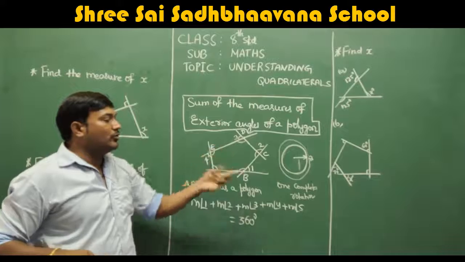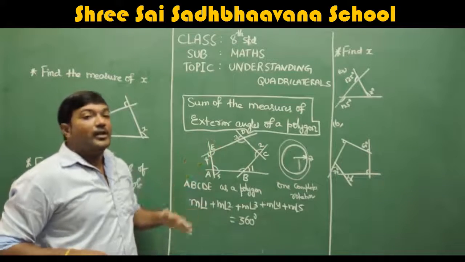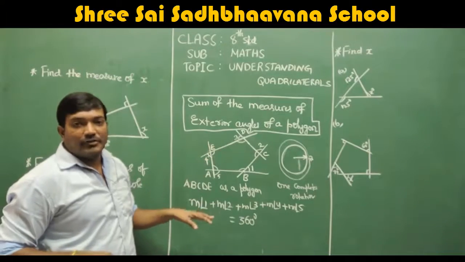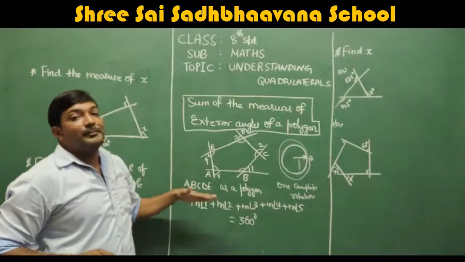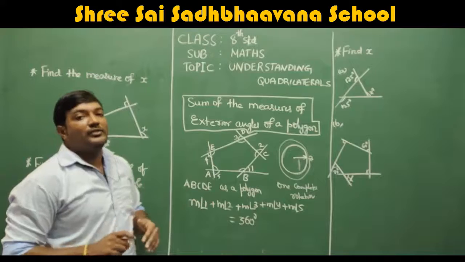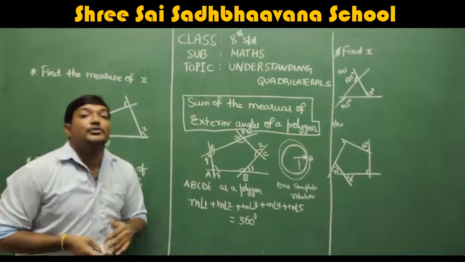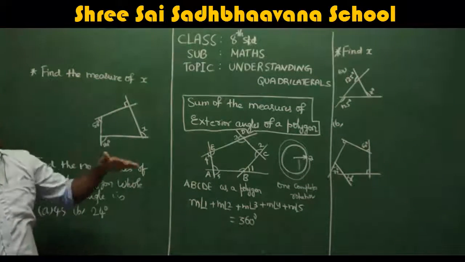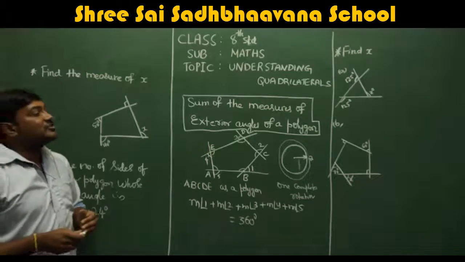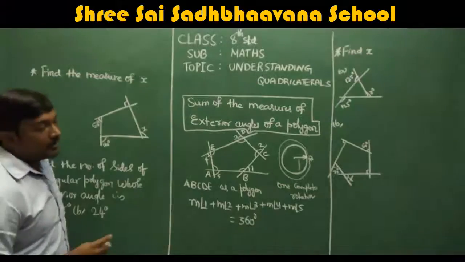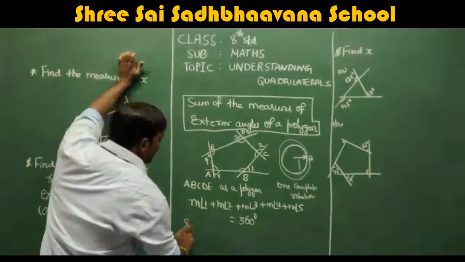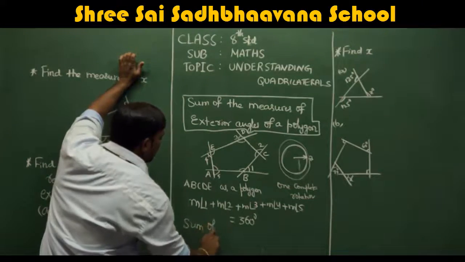What is angle 1? We don't know. What is angle 2? We don't know. Angle 3, angle 4, and angle 5 we don't know. But we know one thing: the total measure of all the angles, if you add all the angles, you should get 360. That is, the sum of the exterior angles of the polygon is 360. This is a main important property you have to remember.